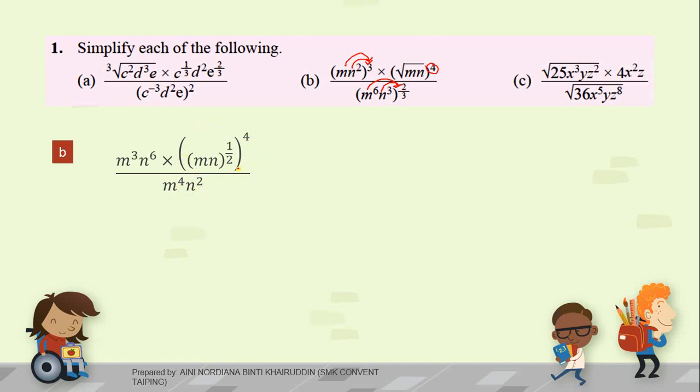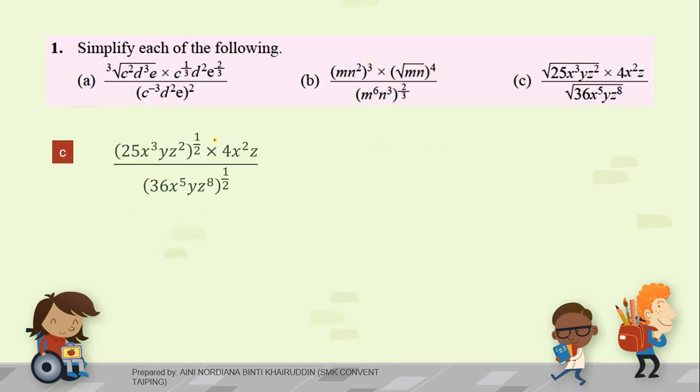Then solve in this bracket first. So m to the power of 1 over 2 times 4 is 2. n to the power of 1 over 2 times 4 is 2. So once you get this, look at the same base: m to the power of 3 plus 2 minus 4. 3 plus 2 minus 4 here. And then n to the power of 6 plus 2 minus 2. Then you get m n to the power of 6.